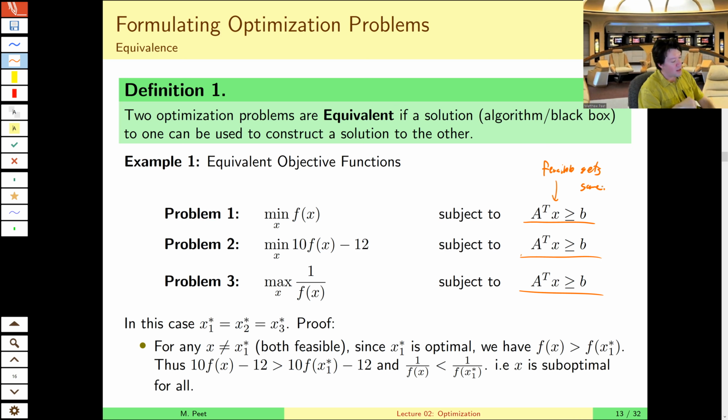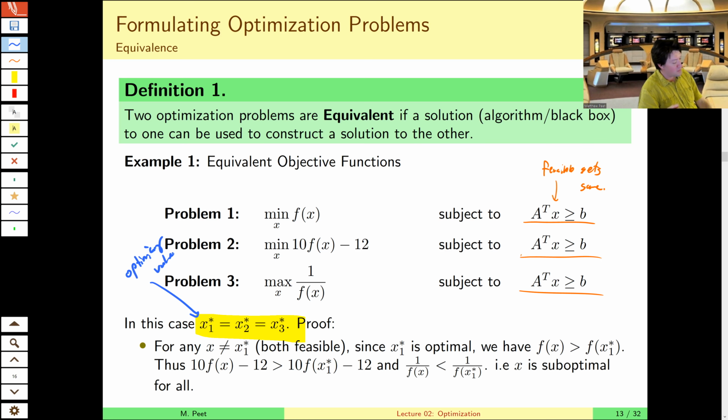But the objectives are all different. So now what do we mean by equivalent? Because obviously, if the feasible sets are the same and the objectives are different, they'll give you different objective values. In this case, what we mean is that the choice of variables will be the same. So the optimizing value of x is the same in each problem.